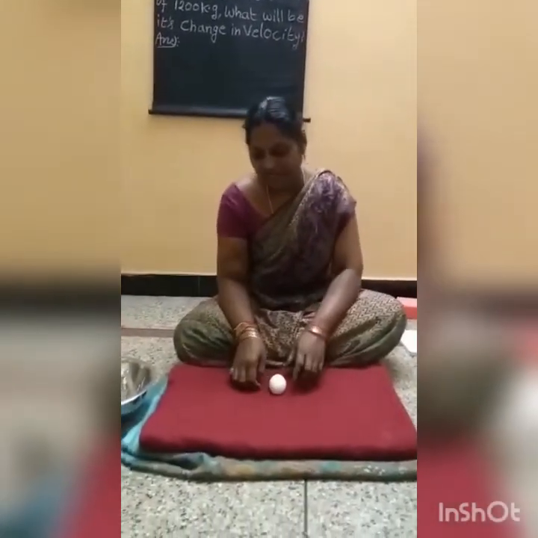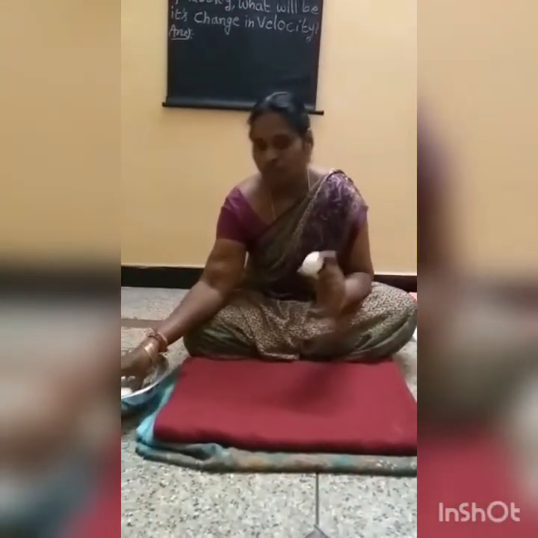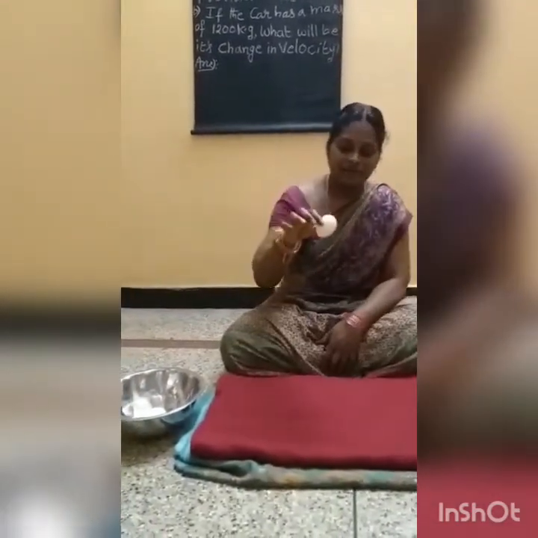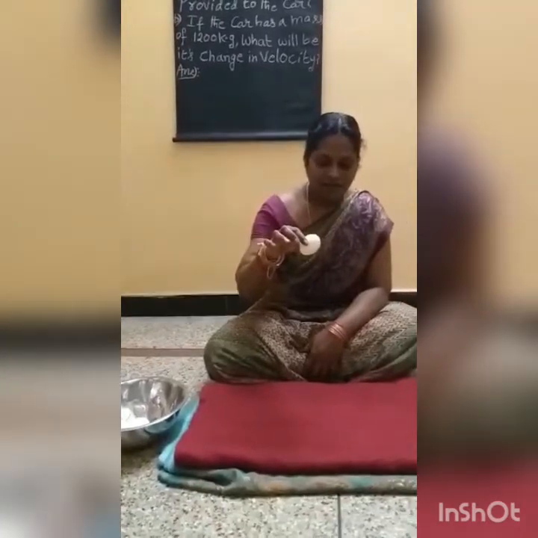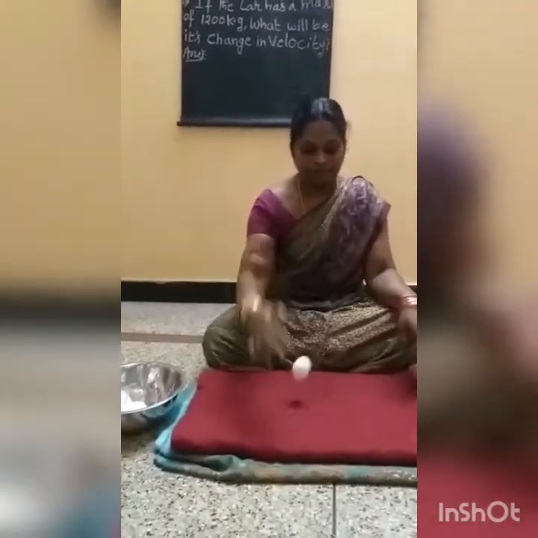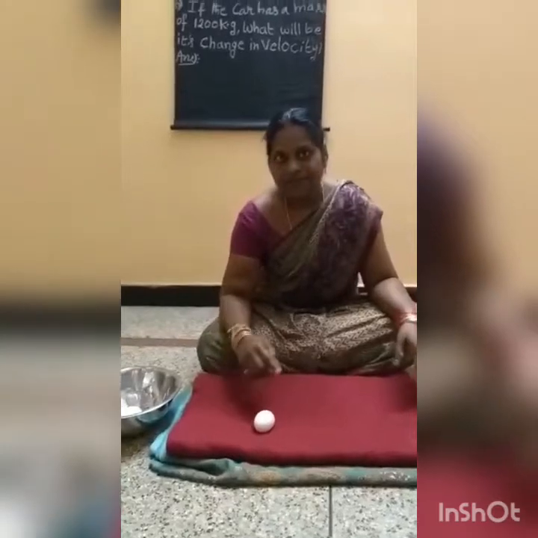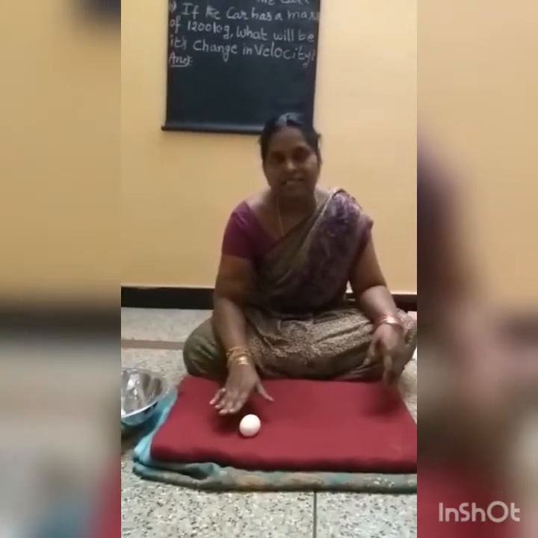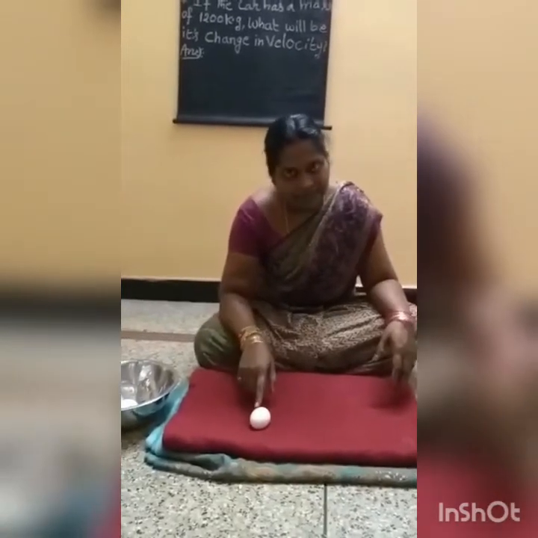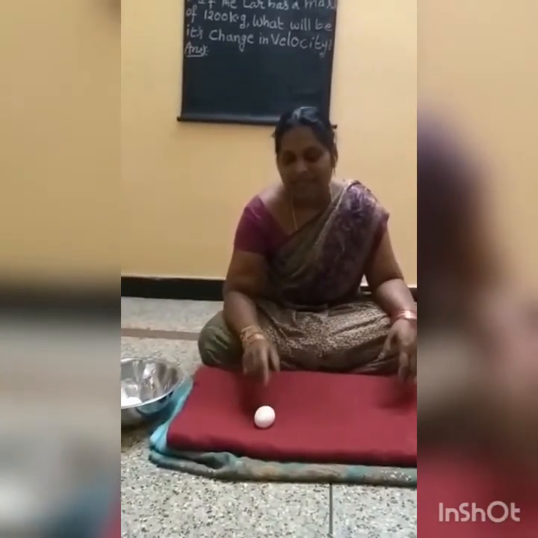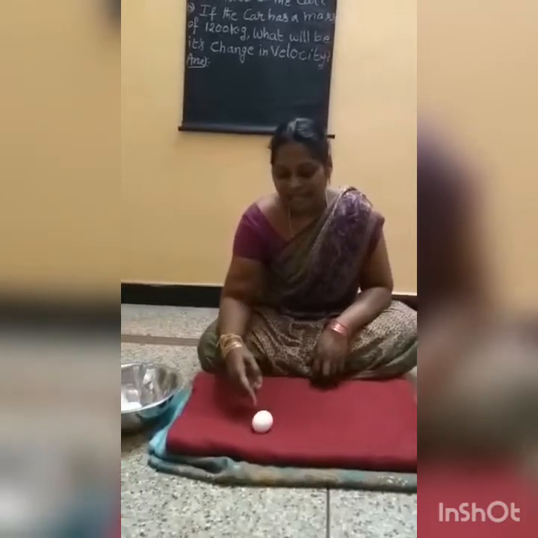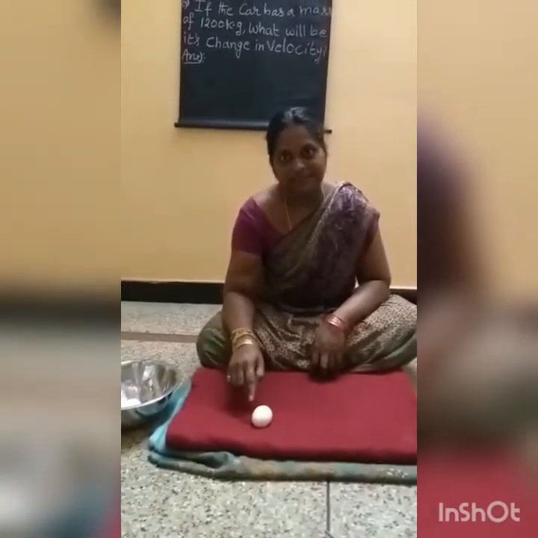For this activity, we require 2 eggs. Now we drop one egg from a certain height on the cushion pillow. What do you observe? It jumps 2 or 3 times and it stops its motion. Does it break? No, it does not break. Why? Because it is a cushion pillow, it is a soft surface, so it takes time to stop its movement.